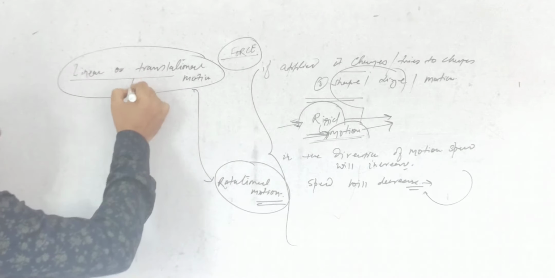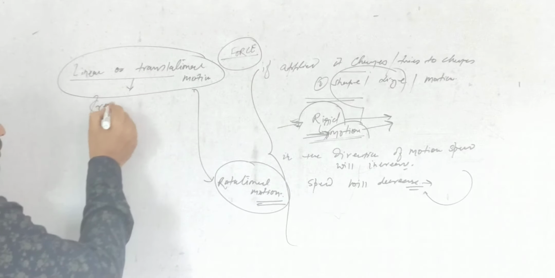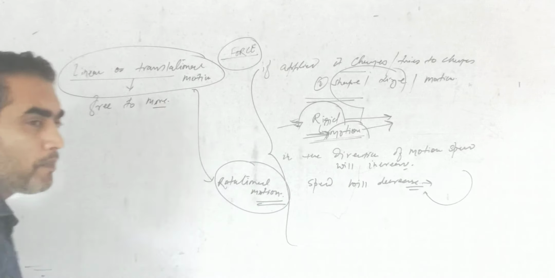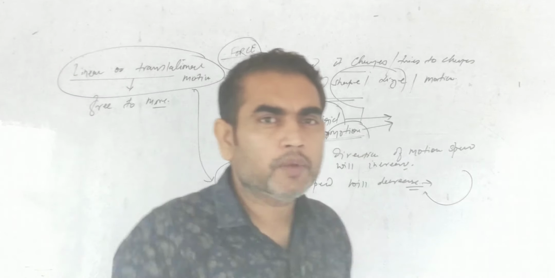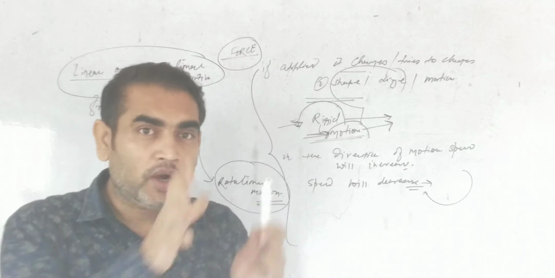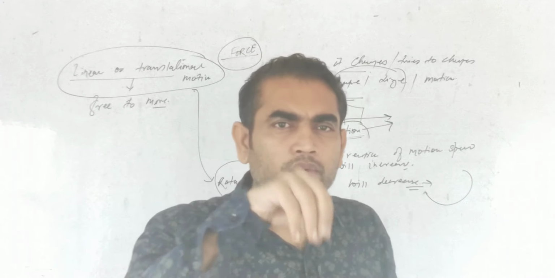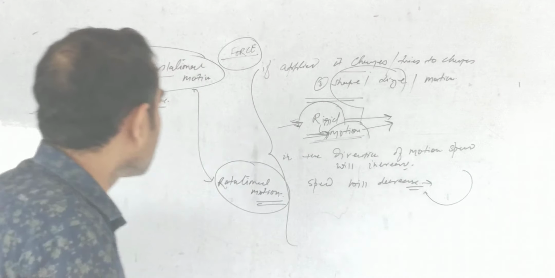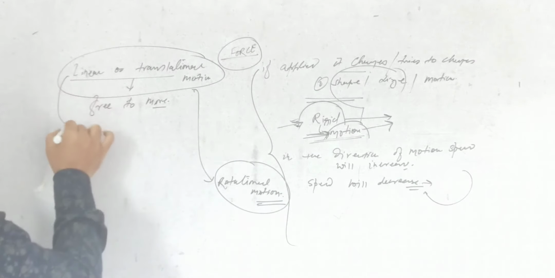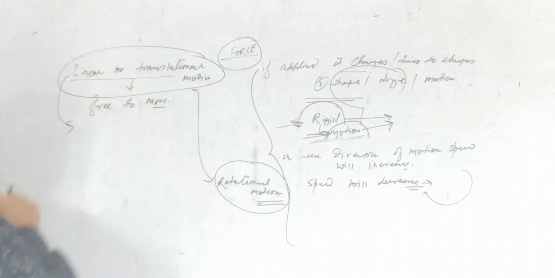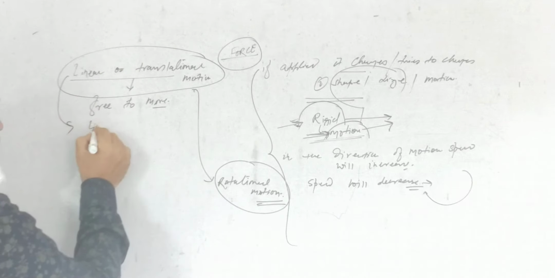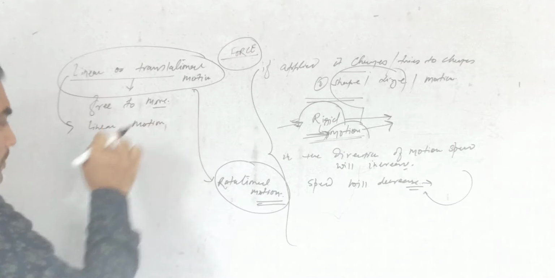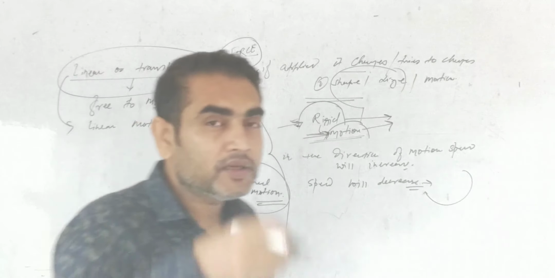If the object is free to move, that means it is not pivoted at a particular point, it is not fixed to a particular point, it is not bounded to move about a particular point. Under that situation, the object will have a linear motion. That means it will have linear motion. And what is linear motion, what is translational motion?